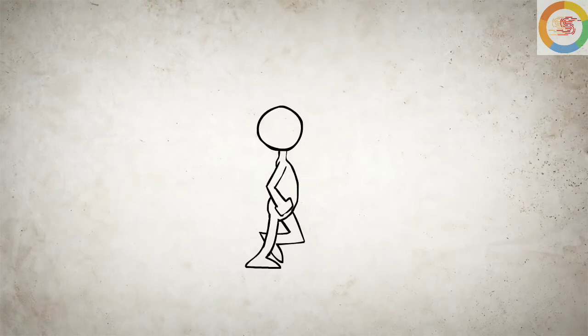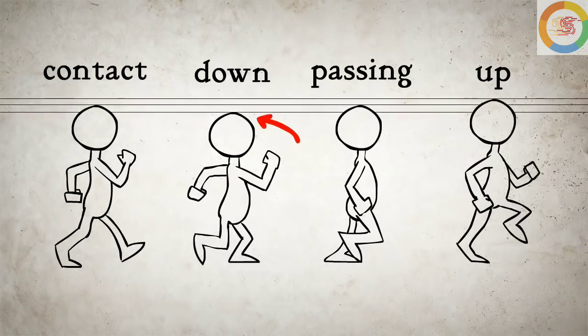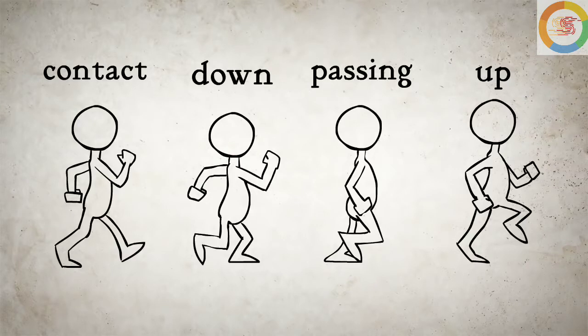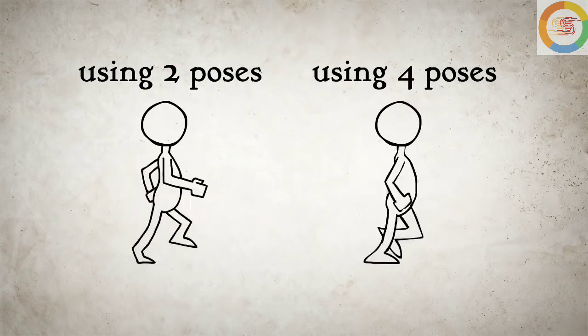But in order to make the walk cycle more realistic, there are 2 more poses that we should add, called the up and down poses. These are where the head is highest and where it's lowest in the cycle. The down pose happens right after the contact pose, and the up pose happens after the passing pose. If we didn't add these poses, the walk would look very flat, with no bounce at all. So if you're just starting out, it's okay to just use 2 poses, but know that ultimately there are 4 poses that go into each step of a walk cycle.